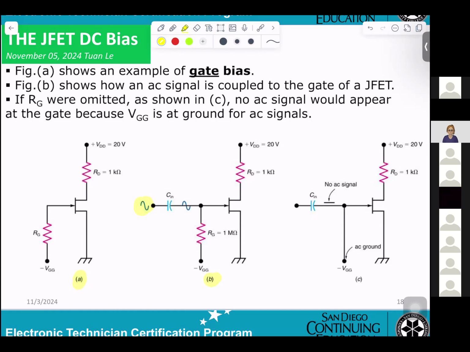I want to ask you, if I get -2 volt here, what is the voltage at the base?